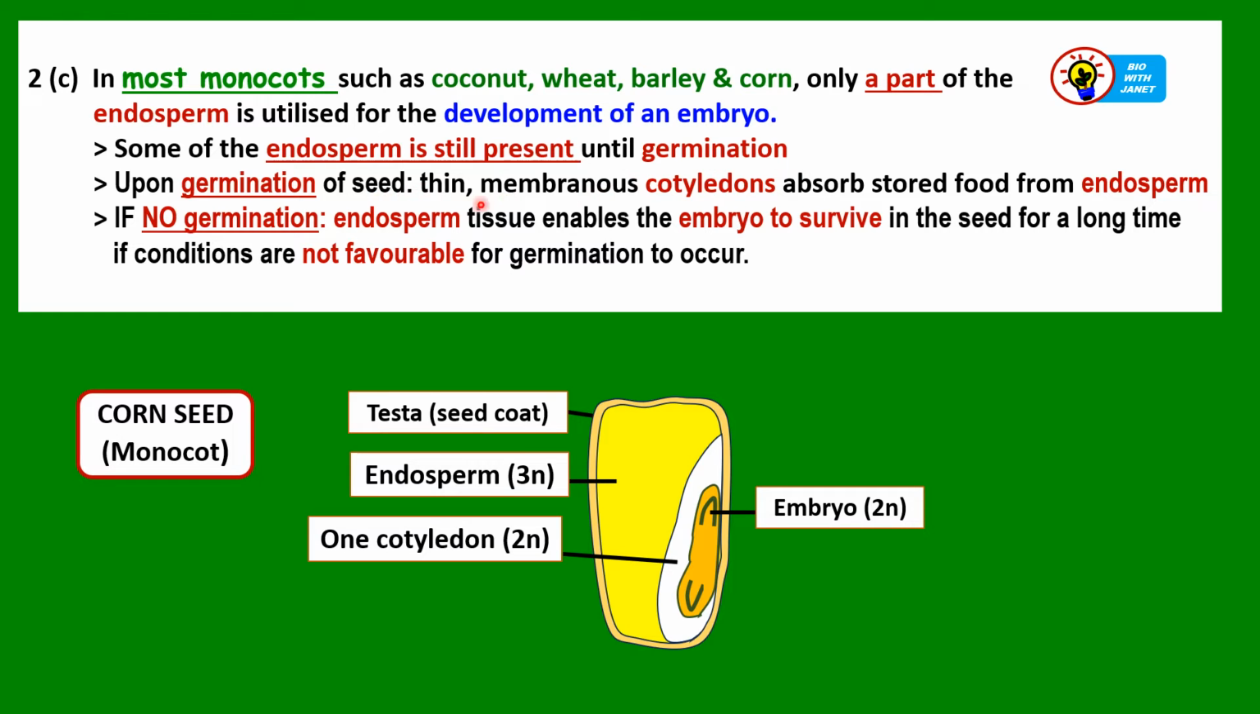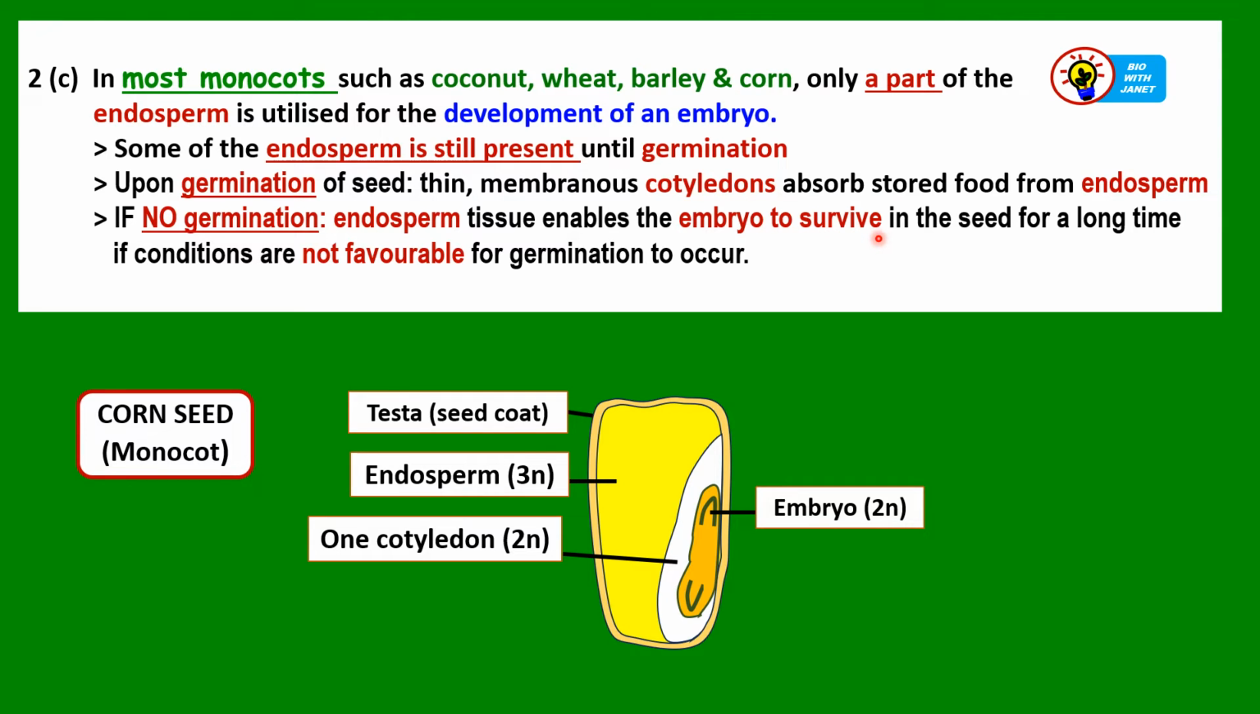So upon germination of the seed, the thin membranous cotyledons would absorb the stored food from the endosperm so that the seed can grow. The young plumule or young shoot can grow and the young root or radicle can grow. Okay.